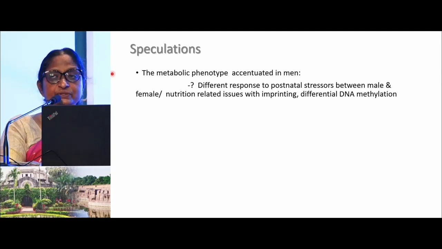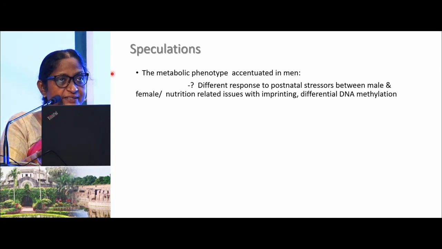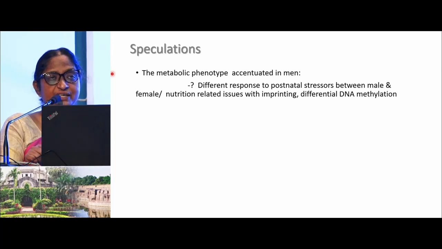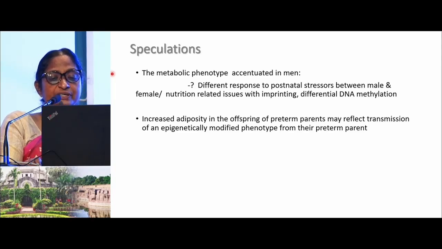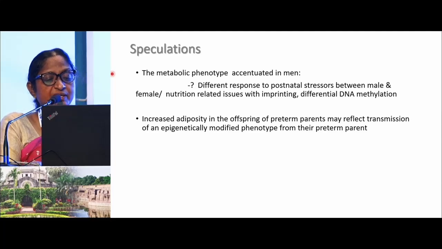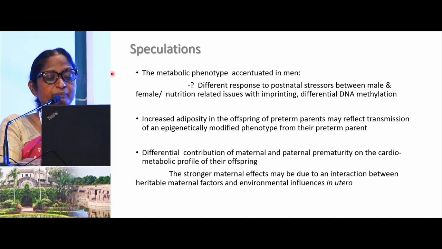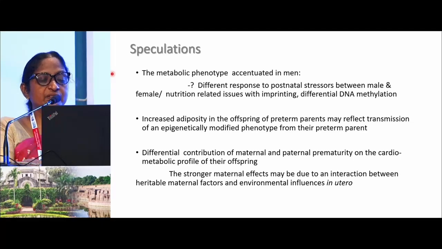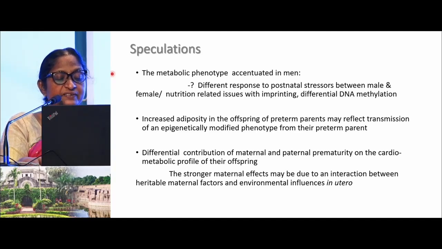The metabolic phenotype was accentuated in men. We don't have an explanation for this, whether it is a differential response to postnatal stressors between males and females, or whether the males had a higher capacity to store fat and maintain the birth weight, which continued even postnatally. We are not sure. And the increased adiposity in the offspring of preterm parents, we speculate, may reflect transmission of an epigenetically modified phenotype from the preterm parent. There was also a differential contribution from maternal and paternal prematurity on the cardiovascular and metabolic risk factors, and we speculate that these stronger effects may be due to an interaction between heritable maternal factors and environmental influences.